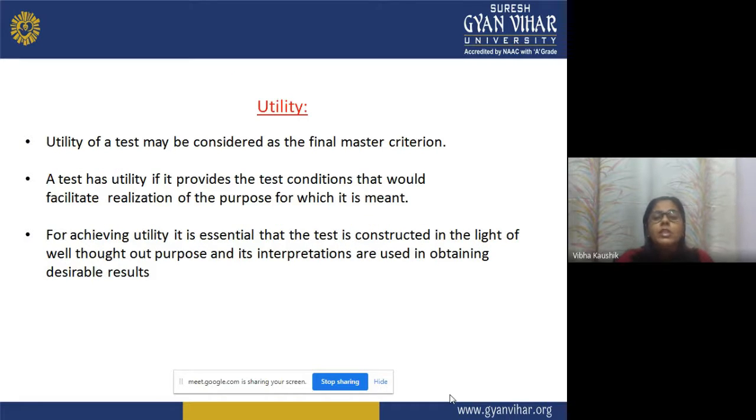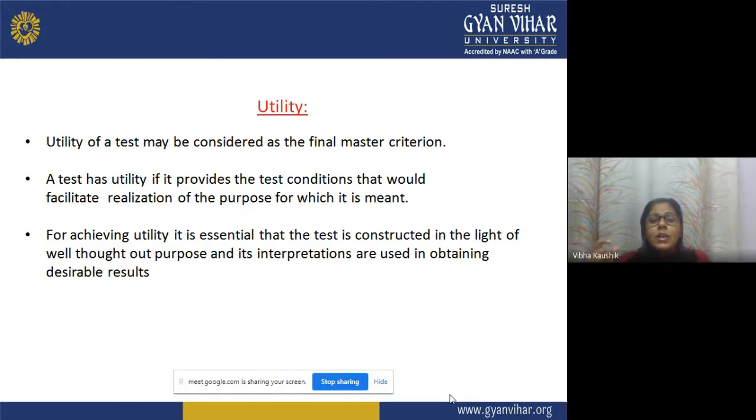Now, the next one is utility, which means the test should be utilized by people. Utility of a test may be considered the final master criterion, that the test should be useful. A test has utility if it provides the test conditions that would facilitate realization of the purpose for which it is meant.